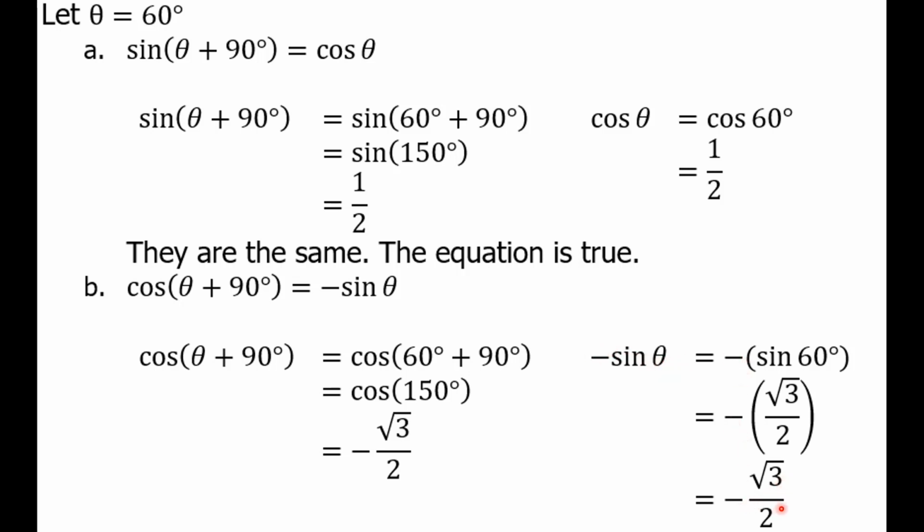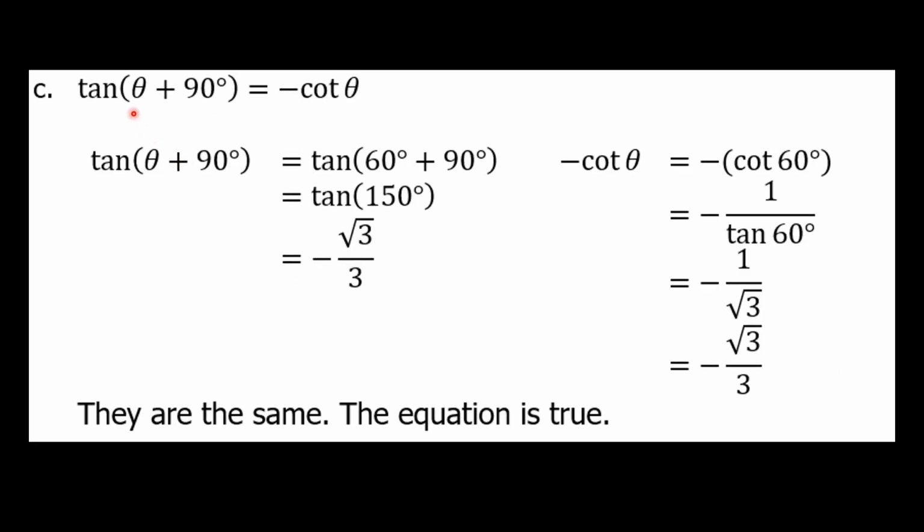of 3 over 2. So for tangent of theta plus 90 degrees, which is equal to negative cotangent theta, we prove it. We let theta be still 60 degrees. And tangent 150 degrees is negative square root of 3 over 2. And so with negative cotangent theta, where theta is 60 degrees, that will still give us negative square root of 3 over 2. You may use your calculator to prove it immediately. Okay, and the identity is really true.